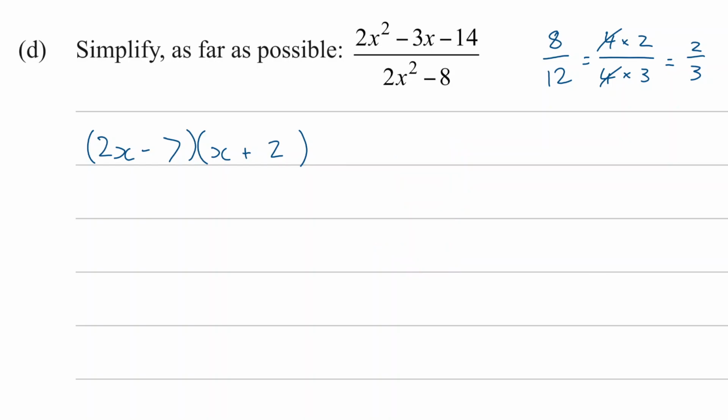Okay, we've factorized the numerator. Now let's factorize the denominator. Before I even factorize this, I see 2 and 8 have a common factor of 2, so I can factorize that out straight away. That simplifies the problem a bit. So now we can just factorize x squared minus 4.